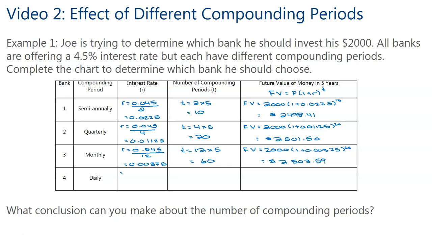And then lastly for Bank 4, I have to divide 0.045 by 365. Now I don't get a nice decimal like I did for Banks 1, 2, and 3. So you should not round here, because your answer could be off a little bit. So we'll just keep it as a fraction in the formula. Now for T, I have to multiply 365 by 5. So interest is being applied 1,825 times at Bank 4.